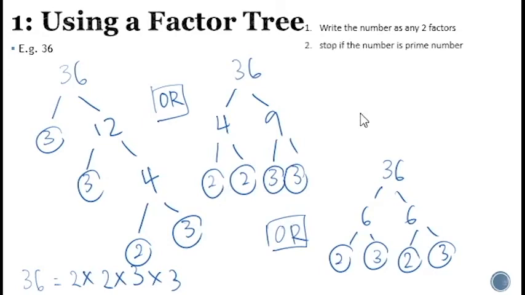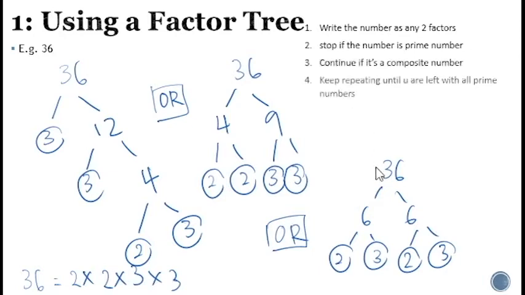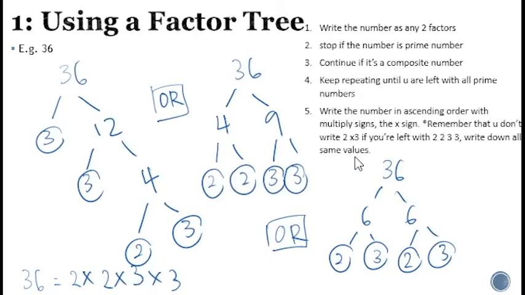Stop if the number is a prime number. Continue splitting if it's a composite number. Keep repeating until you are left with all prime numbers. Write the numbers in ascending order with multiply signs, the x sign. Remember that you don't write 2 times 3 only. If you are left with 2, 2, 3, 3, write down all the values. At this point, you might realize that finding prime factors is like dividing the number into its simplest and smallest numbers.